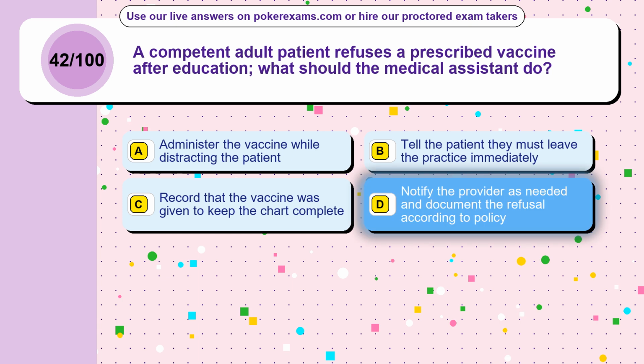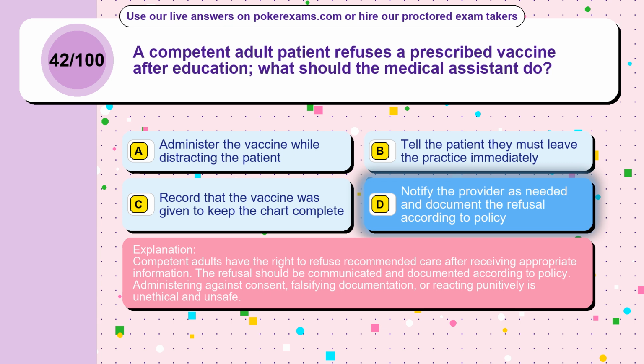The correct answer is option D. Notify the provider as needed and document the refusal according to policy. Competent adults have the right to refuse recommended care after receiving appropriate information. The refusal should be communicated and documented according to policy. Administering against consent, falsifying documentation, or reacting punitively is unethical and unsafe.